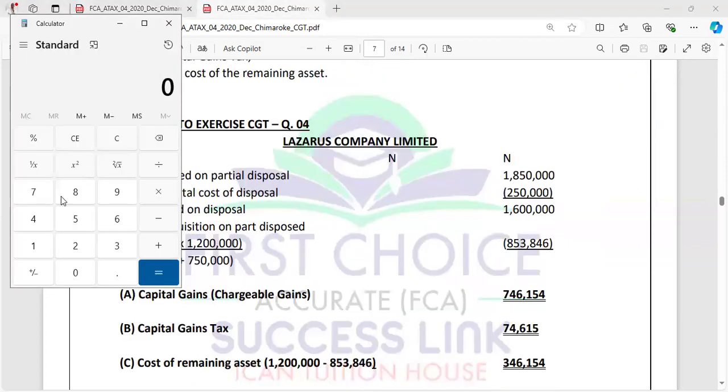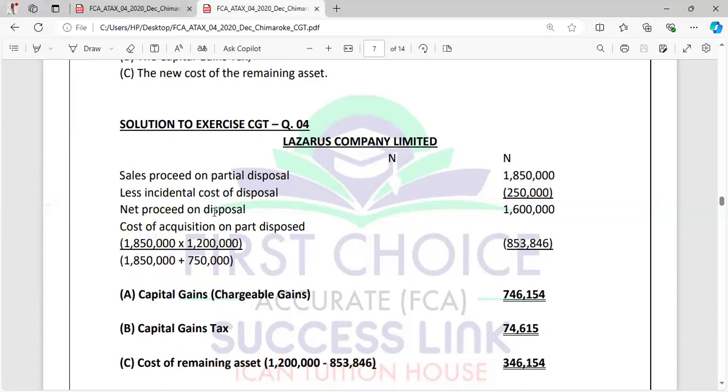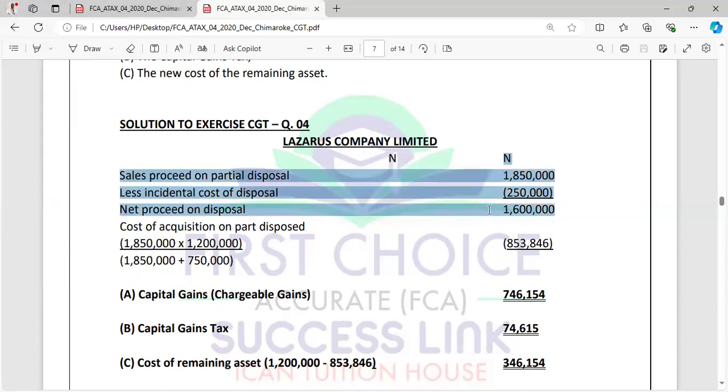We have 1,850,000 and we are removing 250 from it. That should give us 1,600,000. Now this is the net proceeds on disposal. So this part is determined.